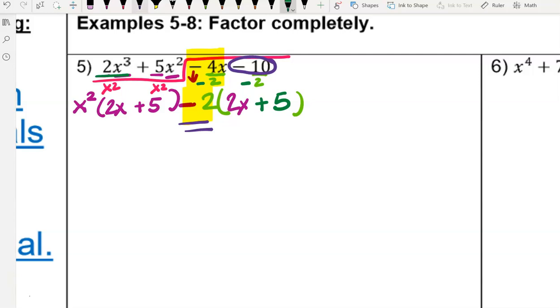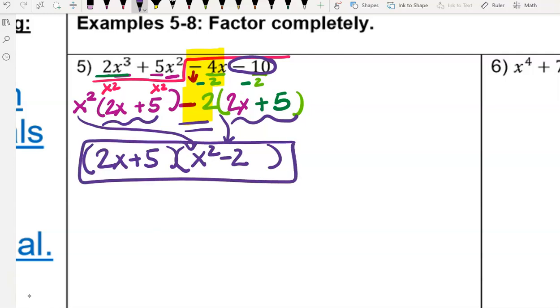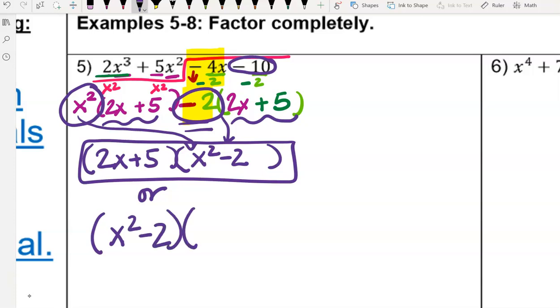Now, this is the magic part. Notice how these right here are exactly the same? That's a factor on its own. So we take that out, your final answer is going to look like 2x plus 5. That's a common factor. We take that out. Then this leftover stuff goes in this space right here. So x squared minus 2. Now you don't have to write it just like that. Some students said, oh, well, can I write the x squared minus 2 in the front? Of course, you can totally write x squared minus 2 in the front, close it up. And then the two identical factors, that's technically just one term. And you can also box that up just like that.